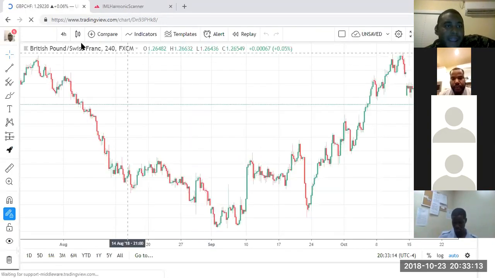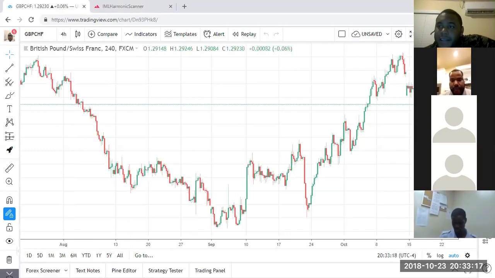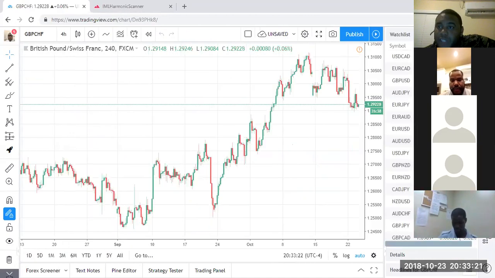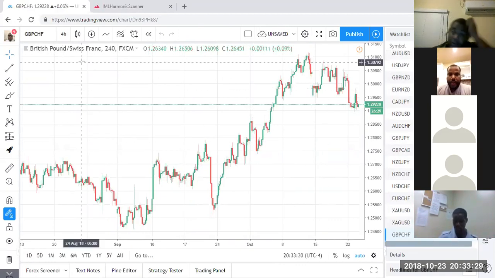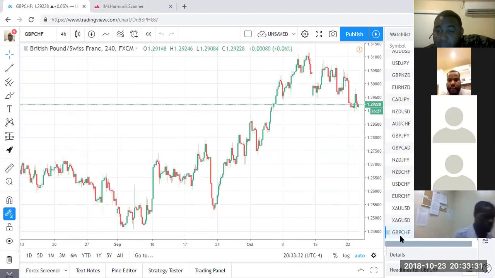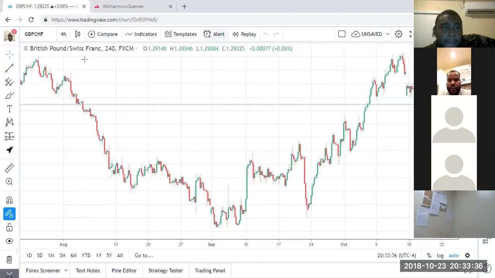All my pairs that I have saved, I have them saved in the right corner. I hit this little, whatever this is here, the watch list. I have all the pairs that I use in here. I just added GBP CHF so I don't confuse you with my markups. So this is here. They basically just give a walkthrough.